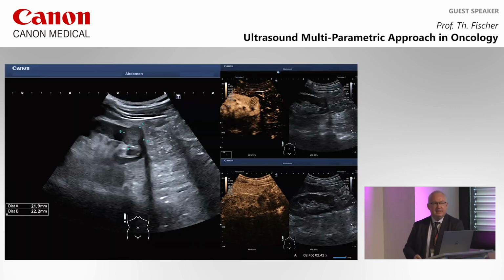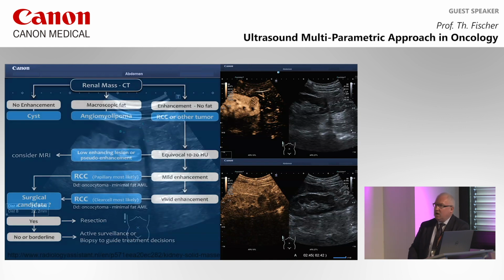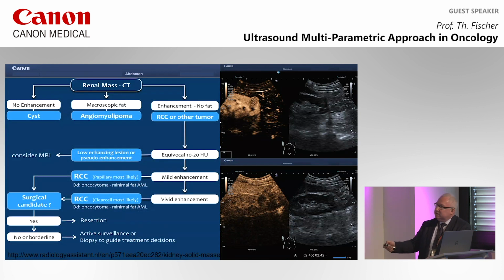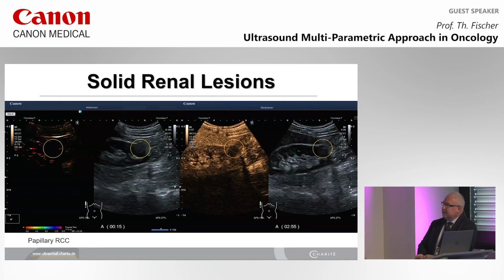This is an interesting case. This is an incidental finding in a young man. We have this hyperechoic, bulk type lesion, and then we have contrast inflow in the lesion, and a washout later on. If you go through this schema, we can see the most relevant diagnosis is papillary carcinoma, and that's also the histological finding.